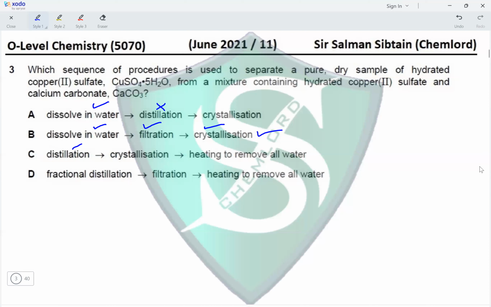C starts off with distillation, it is wrong. D starts off with fractional distillation, which is also wrong. So this makes option B the correct option for this question.